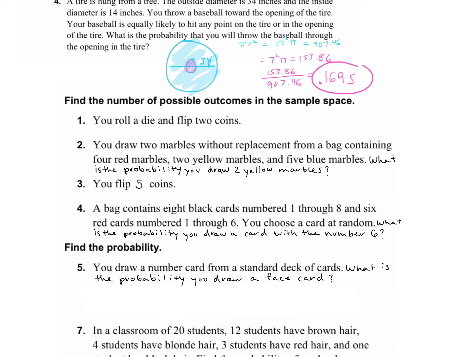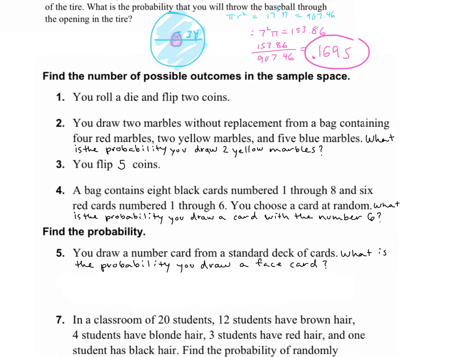For number 1. The next number 1, I guess there's a lot of those. You roll a die and flip 2 coins. So when we roll a dice, we have 6 possible outcomes. When we flip a coin, we have 2 possible outcomes. And we flip the coin twice, so we multiply it by another 2. So 6 times 2 times 2 would be 24.